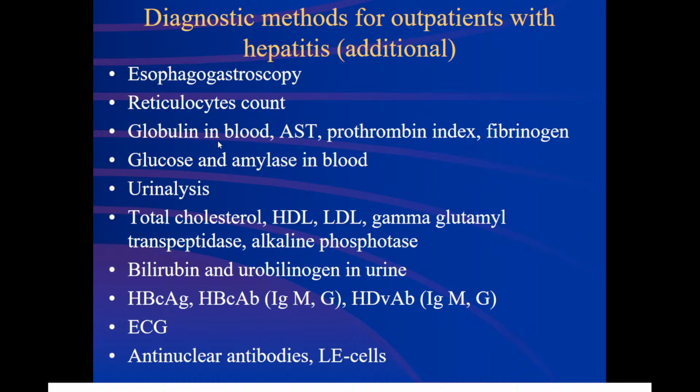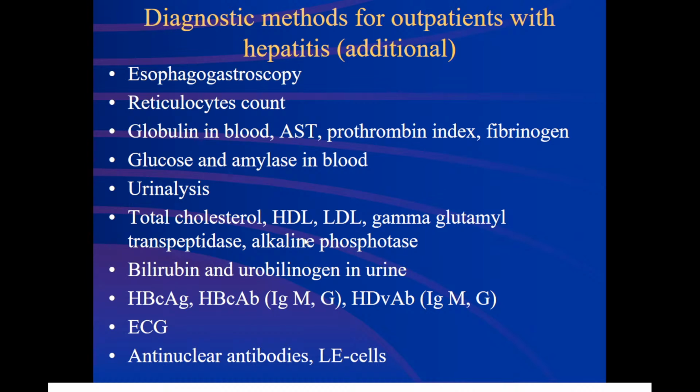Globulin in blood, especially if we suspect autoimmune liver disease. Aspartate aminotransferase, prothrombin, and fibrinogen if liver dysfunction is suspected. Glucose and amylase in blood, because very commonly liver disease is accompanied by pancreas disease, and chronic pancreatitis is also present in many patients with chronic hepatitis. Urinalysis to see bile in urine, to see pigment, to see the color of the urine. Also, cholesterol, gamma-glutamyl transferase, and alkaline phosphatase.